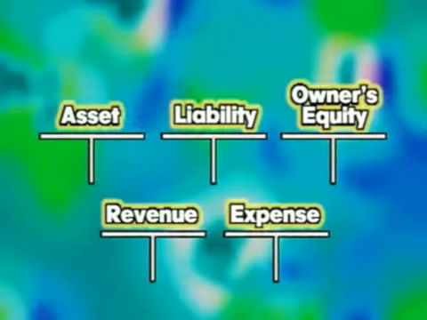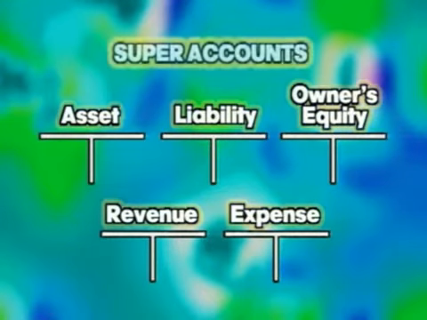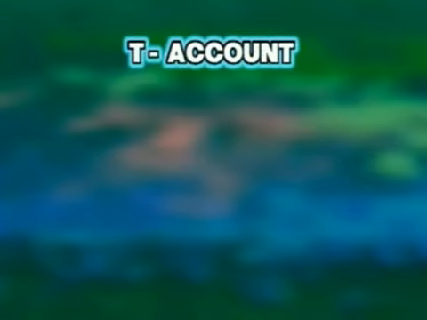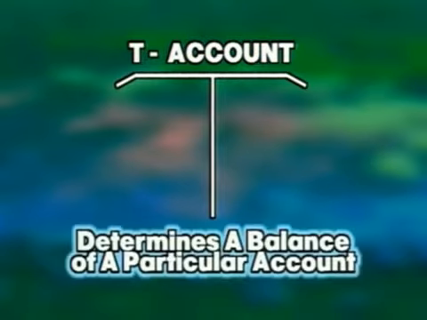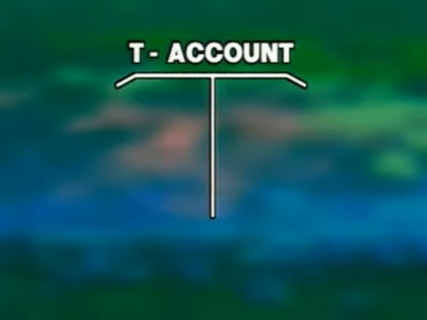As we discussed earlier, most accounts may be classified into one of these 5 major account types. These account types are shown as T accounts because they look like capital T's. These are the super accounts we discussed earlier. The T account is shaped like a T. It is used to determine a balance of a particular account. The T account has 2 sides.